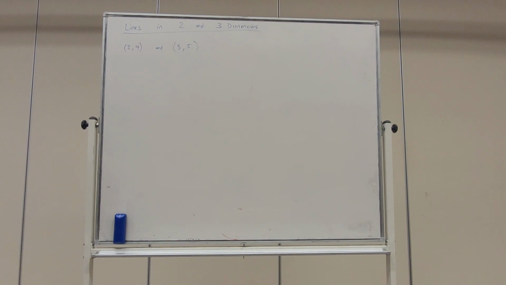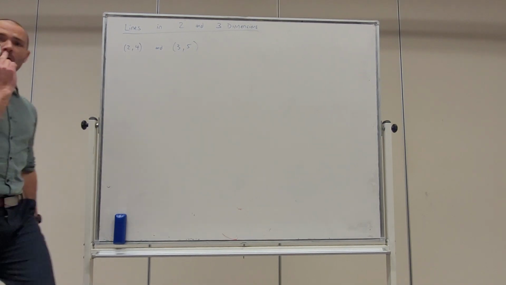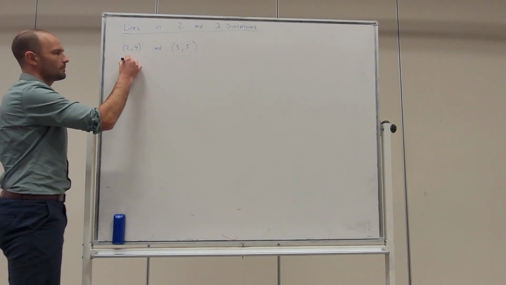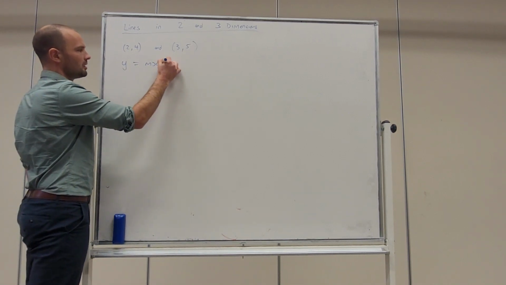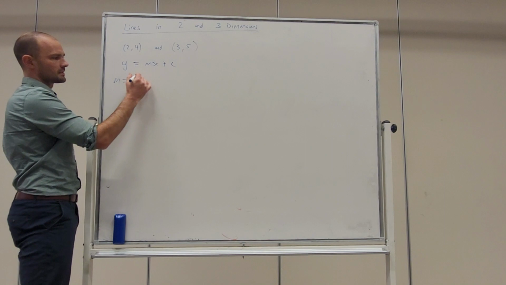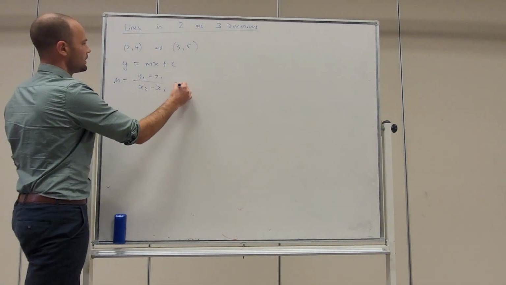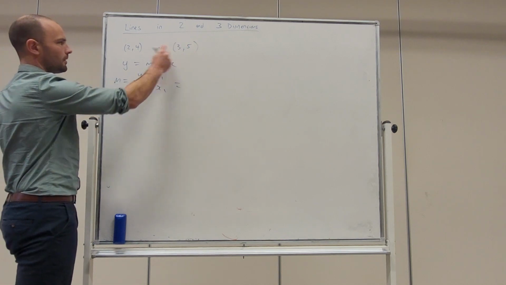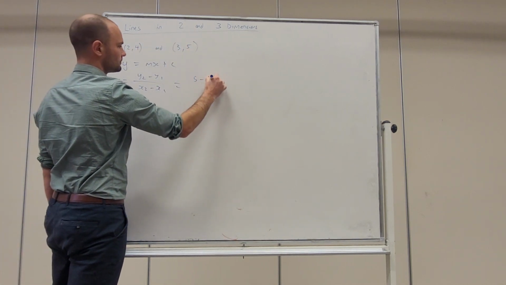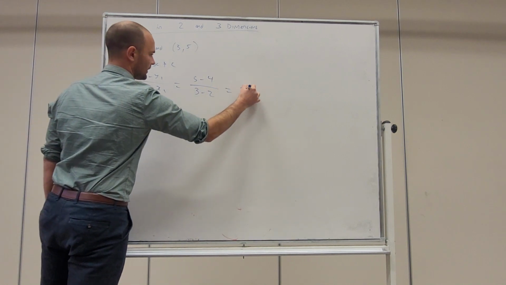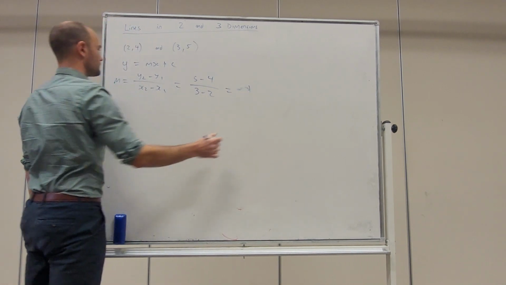So. Okay, so for a line, for the equation of a line, we need slope. Okay, so remember y equals mx plus c. We need the slope, and slope is y2 take y1 on x2 take x1. So we just plug that in, 5 take 4, on top of 3 take away 2. We're going to have a slope of 1.